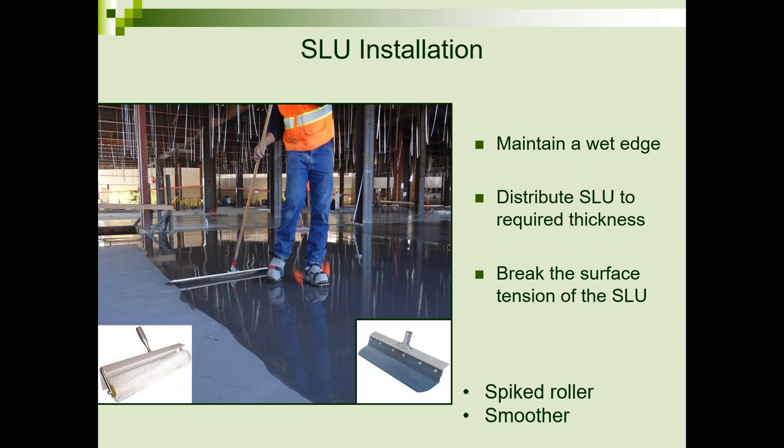And once you hit the surface with a gauge rake, you'll take either a spike roller or smoother. The spike roller or smoother breaks the surface tension of the SLU. It allows it to flow better. It allows it to heal better. So this is a very important step, and again, this is the last step of the installation, or tooling.